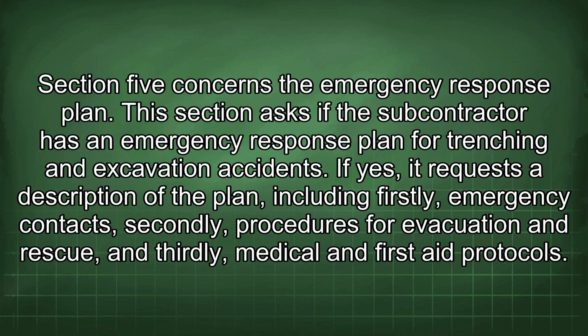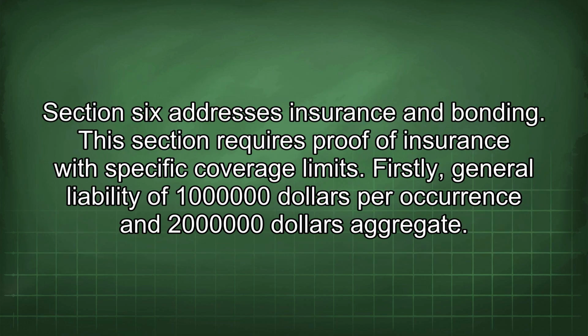Section 5 concerns the emergency response plan. This section asks if the subcontractor has an emergency response plan for trenching and excavation accidents. If yes, it requests a description of the plan, including firstly, emergency contacts, secondly, procedures for evacuation and rescue, and thirdly, medical and first aid protocols. Section 6 addresses insurance and bonding.